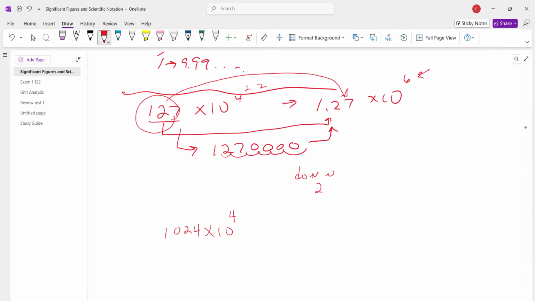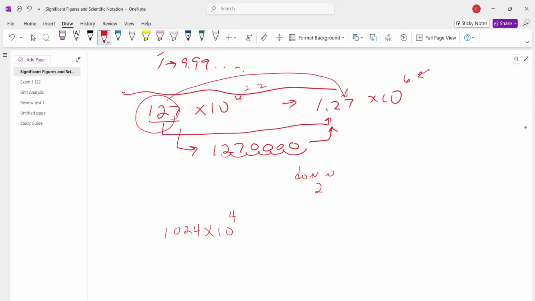Okay, 1024 times 10 to the 4th. That's not scientific notation. Incorrect. What's wrong with it? Yeah, the 1024 is not a number from 1 to 9. We're going to make it that way. So we're going to convert it.